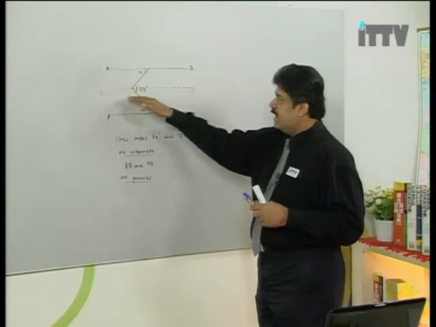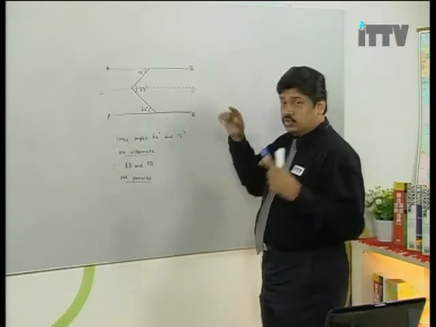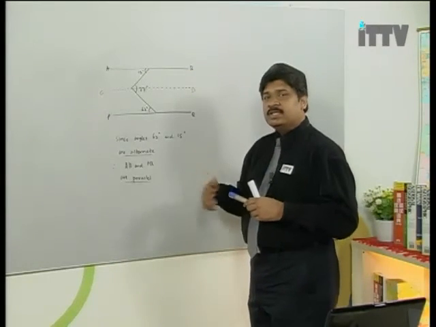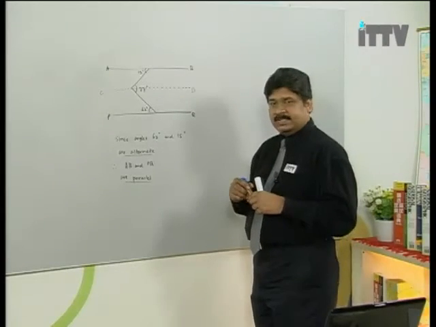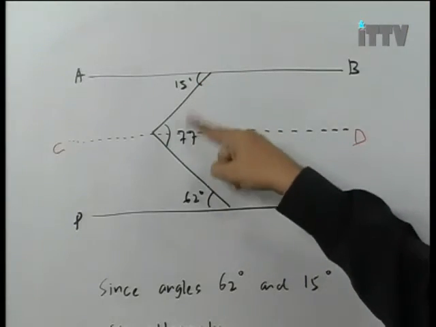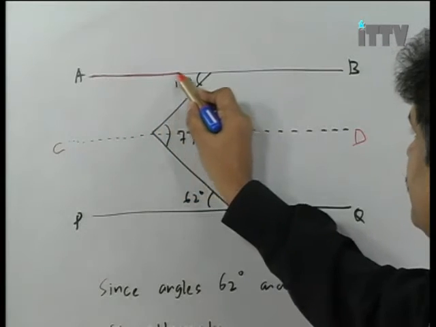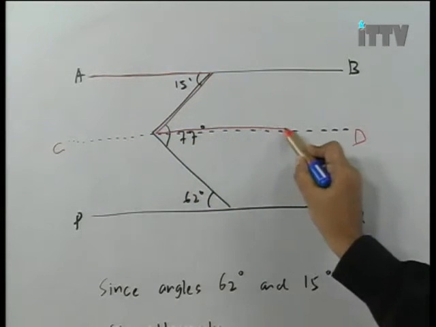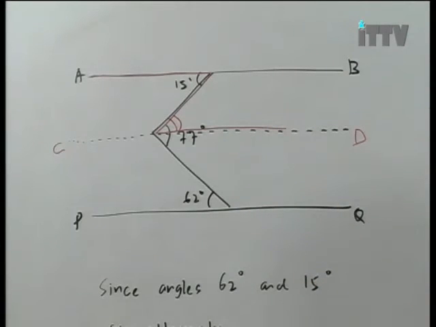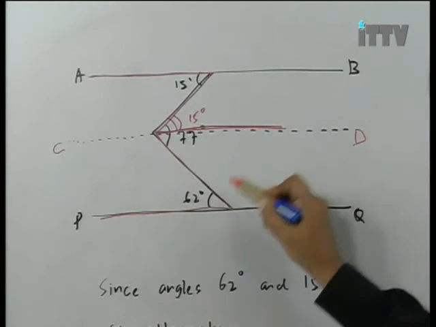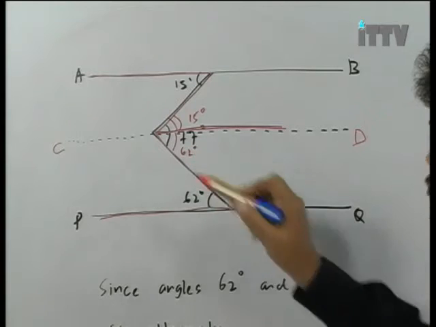Now, since this line is also so-called parallel to AB and PQ, therefore we have to employ the concepts. Let's look into the first concept. How is 15 related to this portion of this angle? If you look closely, I can say that angle 15 is forming an alternate angle. 15 on this side, 15 on this side. What about 62? 62 likewise also forms an alternate angle on this side. 62 on this side, 62 on this side.